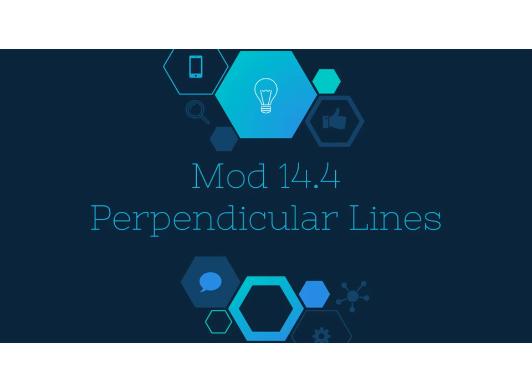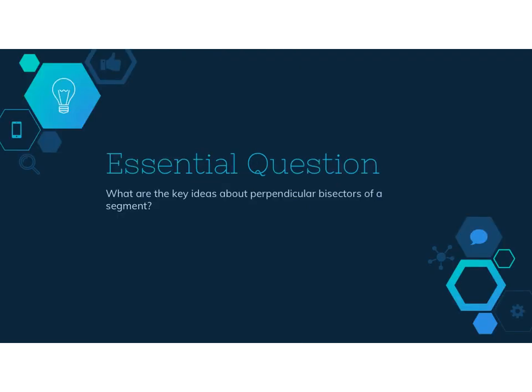All right, 14.4, last section of this module 14. Changing a little bit, so still dealing with lines, but now we're adding perpendicular lines. Our essential question: what are the key ideas about perpendicular bisectors of a segment?